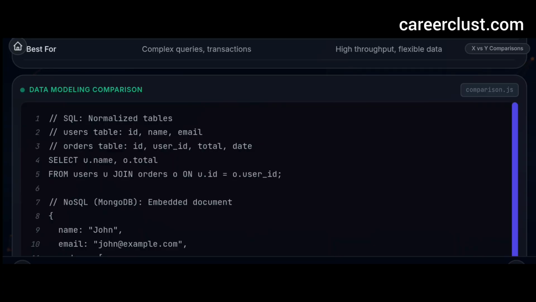I hope you understand the difference between SQL and NoSQL. In simple words, SQL databases store data in structured tables with fixed schema and support complex relationships and ACID properties. Whereas NoSQL databases store data in flexible formats such as documents, key value pairs, or graphs. And you can choose these databases according to your requirements.